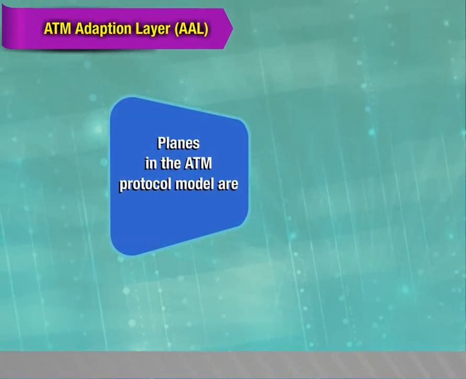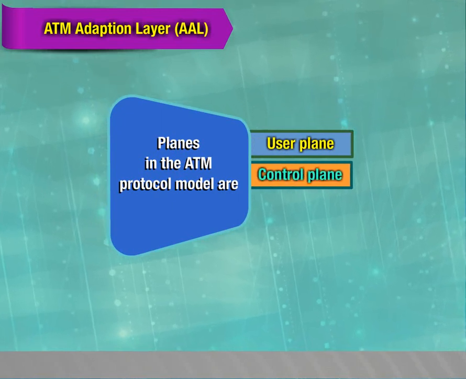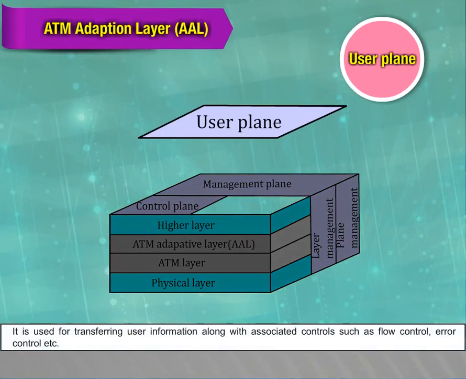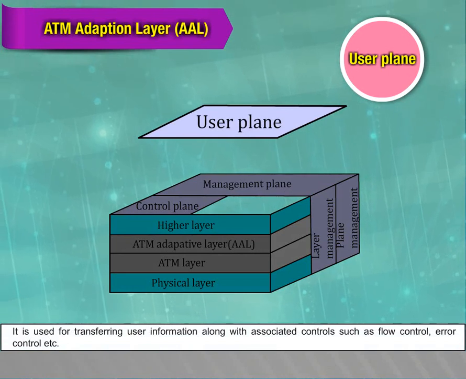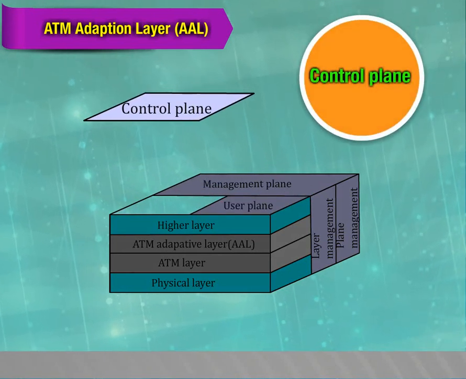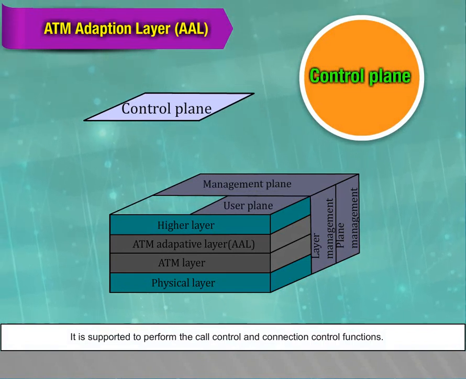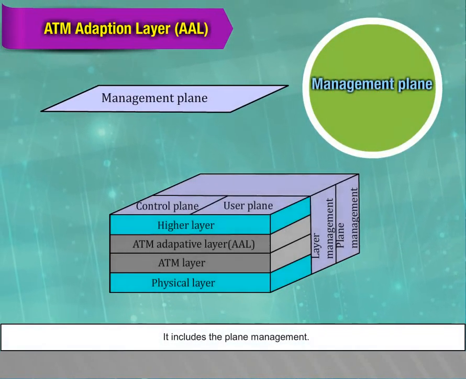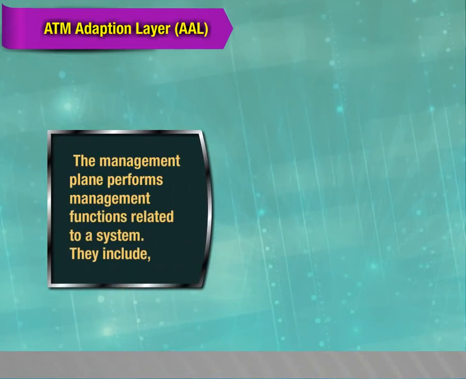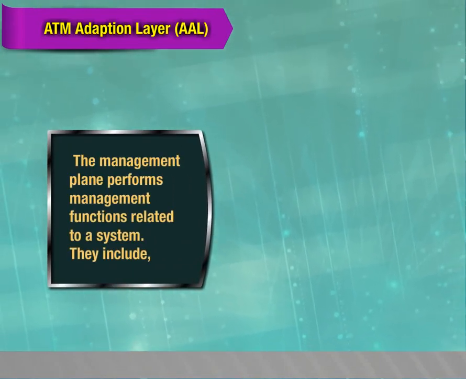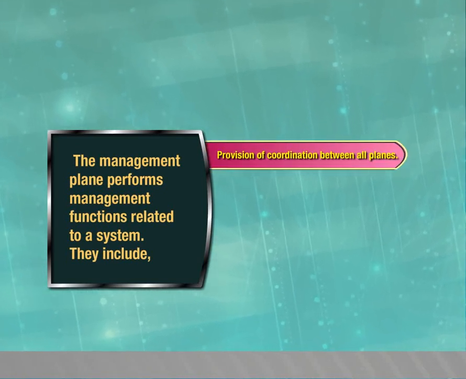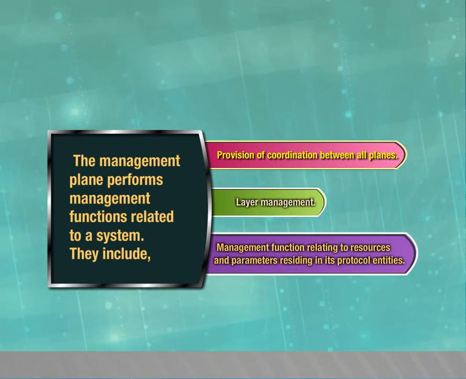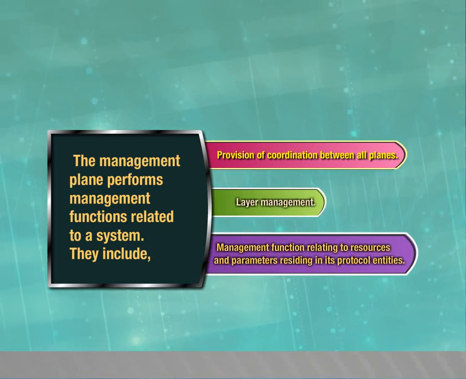Planes in the ATM protocol model are user plane, control plane, management plane. User plane. It is used for transferring user information along with associated control. Control plane. It is supported to perform the call control and connection control functions. Management plane. It includes the plane management. The management plane performs management functions related to a system. They include provision of coordination between all planes, layer management, management function relating to resources and parameters residing in its protocol entities.